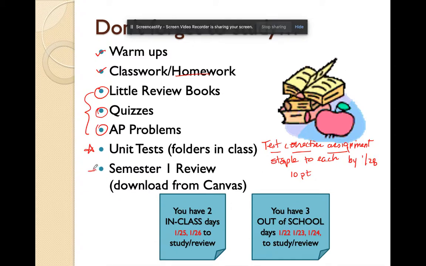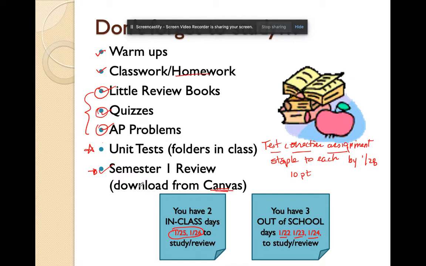And then the semester one review is on Canvas. You should see a file now that I've made visible saying semester one review materials, and the review is in there. I've also crossed off a couple problems that I don't think are relevant, as well as the key. So in class, Tuesday and Wednesday, you'll have time to look at your folders and do your test corrections. And if you need more time, lunches and after school. And then you, of course, have Saturday, Sunday, and Monday to start looking at your review books, your old quizzes, your old AP problems, and the semester one review. Okay?